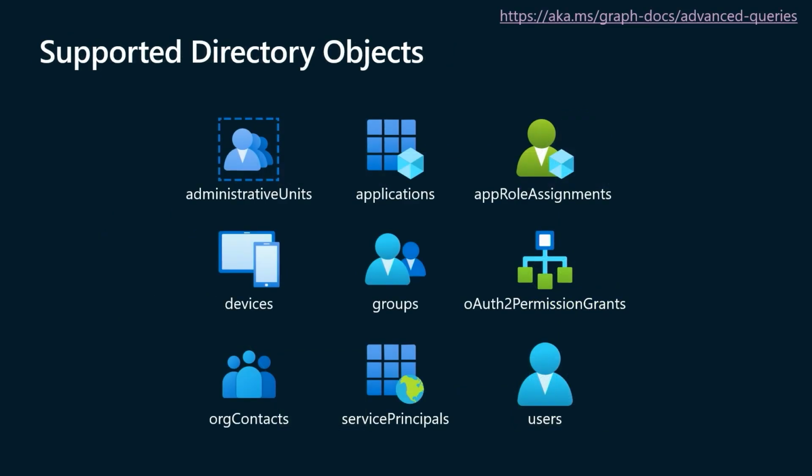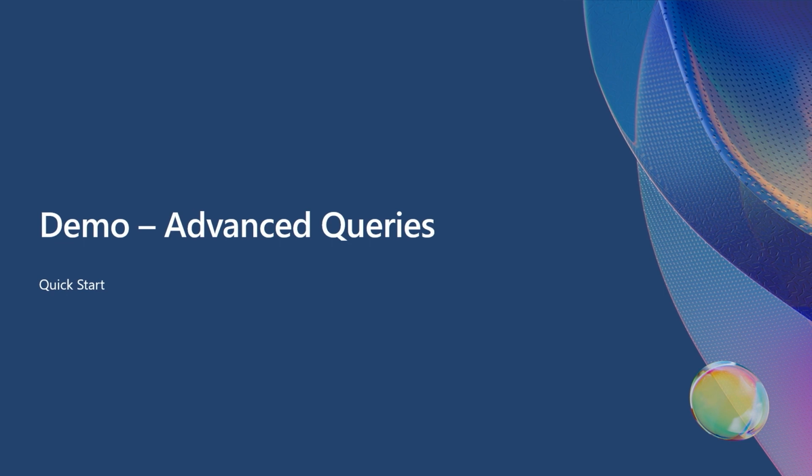All right, and then you can ask why we are not using just the advanced query service instead of REST directory service. This is because advanced query service only supports a reduced number of directory objects. So for all the directory objects that are not supported, you will use the normal REST directory service. Now, let's see a demo on how to use advanced queries.